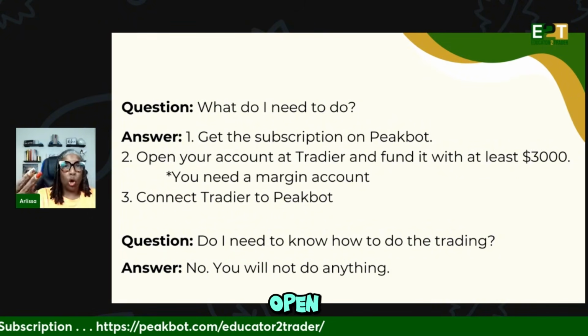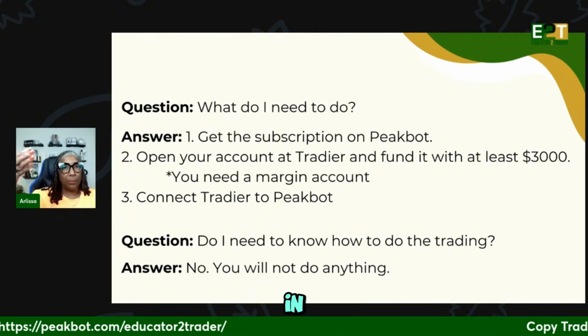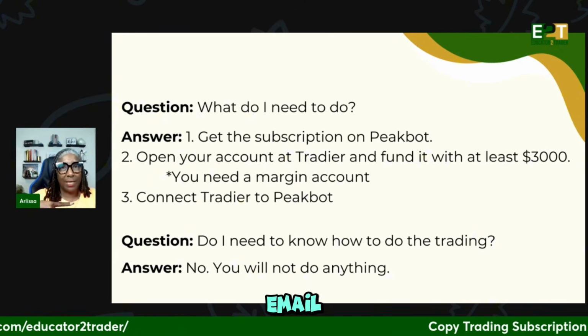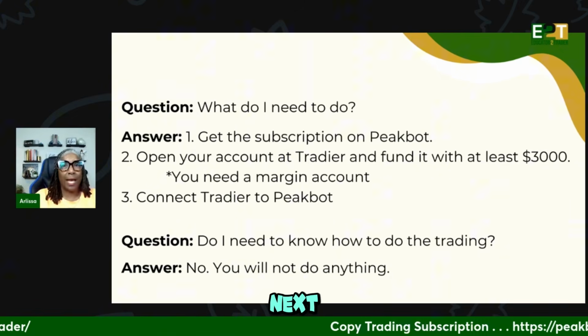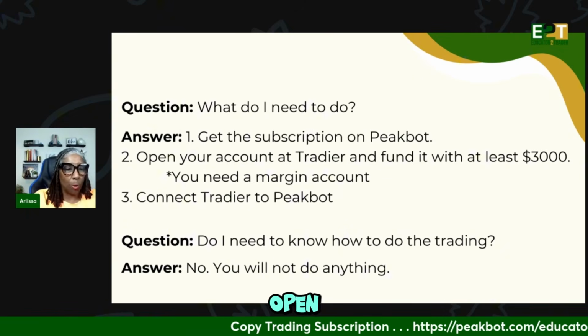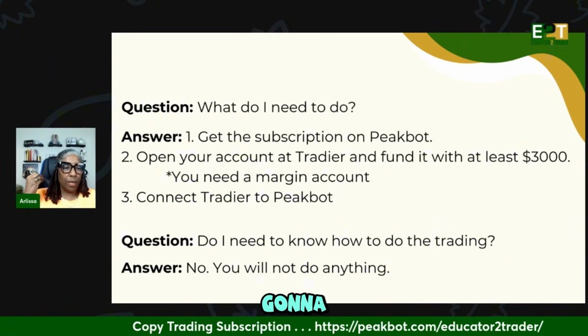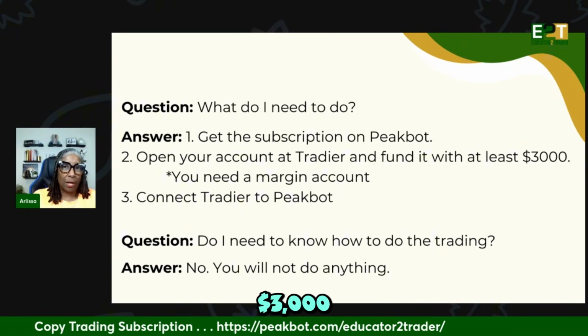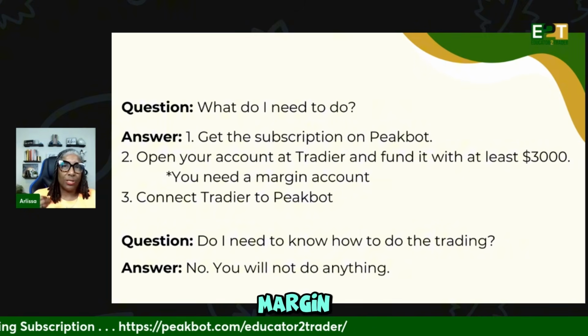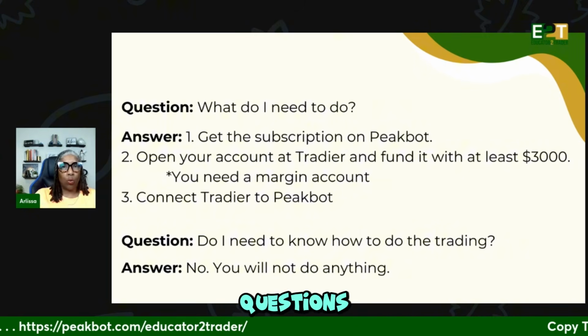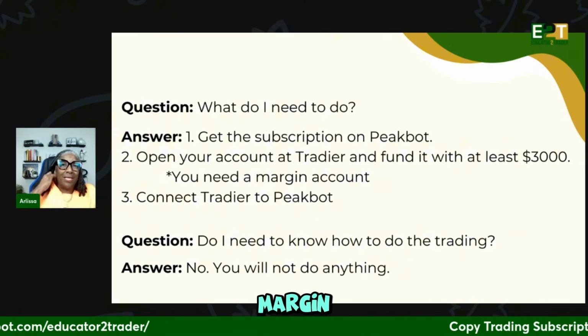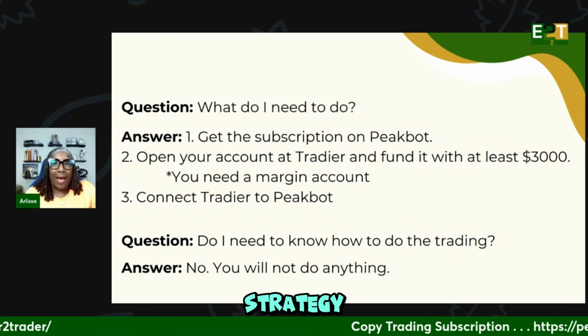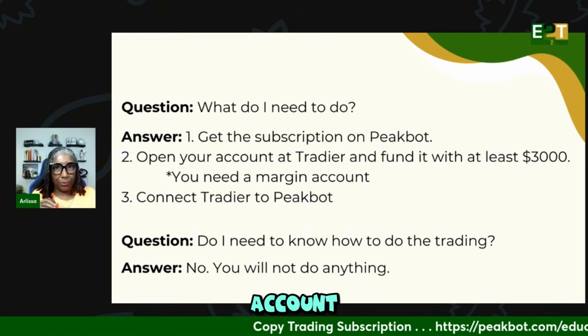Then after that, you're going to open your account at Tradier. After you sign up in Peakbot, Peakbot's going to send you an email that's going to tell you exactly what to do next. Okay. You're going to open your account at Tradier, and you're going to need to fund it with at least $3,000. It needs to be a margin account. So when you're going through the questions and everything, you need a margin account because we're doing a seller strategy.